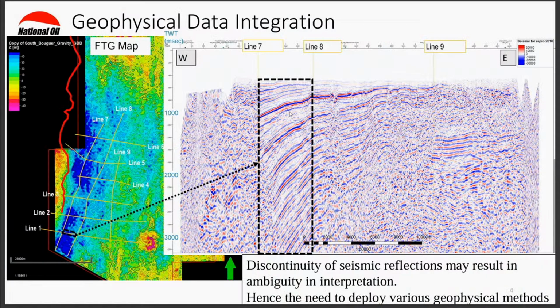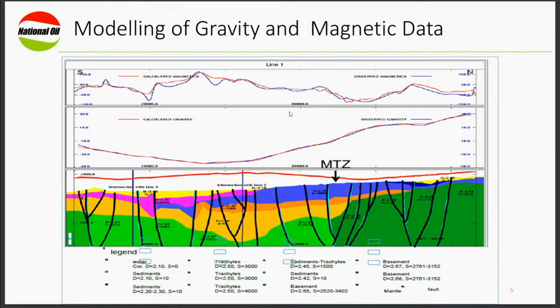If you look on line 1, as captured on the seismic, some of the areas they've got very good reflections. But as you move towards the east, it becomes a little bit chaotic. There's discontinuity of seismic reflections in some of the sections from the seismic. Hence, there's need to deploy various geophysical methods to try to understand this area. Next.